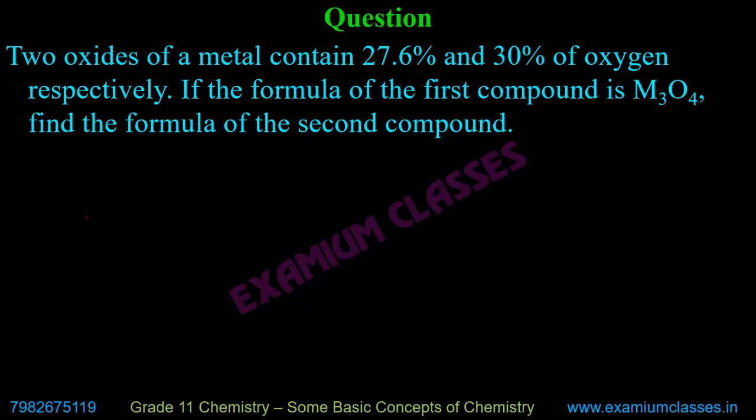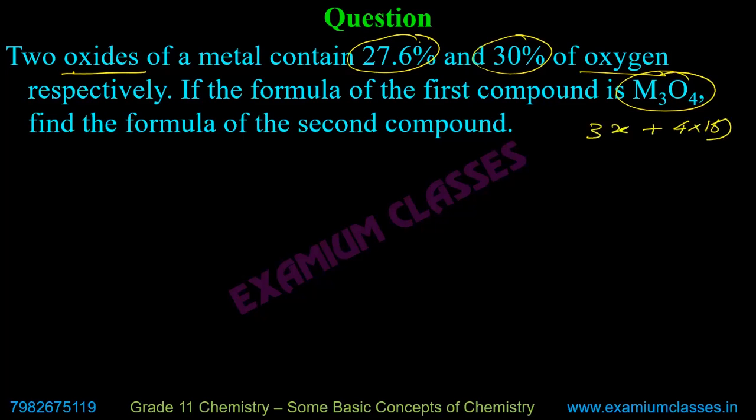Two oxides of a metal contain 27.6% and 30% oxygen. This is something I have explained in detail in the previous class also. Try to understand what is given. The oxides of a metal contain these percentages of oxygen. Suppose the atomic mass of the metal is X, then the molar mass will be 3x plus 4 into 16. These many grams you can say.